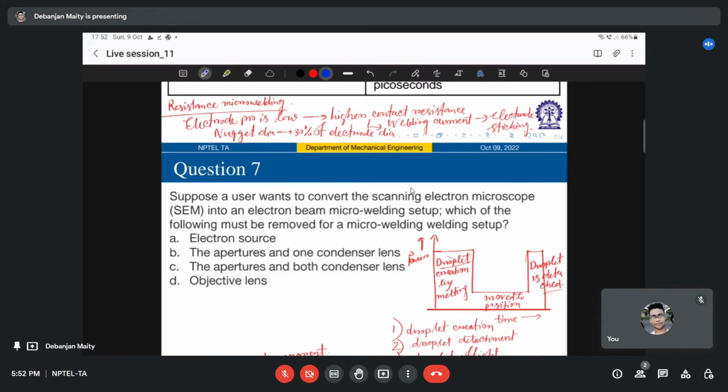And two condenser lenses are also used in SEM, which are used for the reduction of excess electrons. So, what are the functions of a condenser lens? It focuses and controls the electron beam, ensuring that the electron beam ends up precisely where it needs to go, right? And if you want to convert the SEM into an electron beam microwelding setup, what do we need to do? We need to simply remove the apertures and one condenser lens, and that's how one can develop the setup for welding.